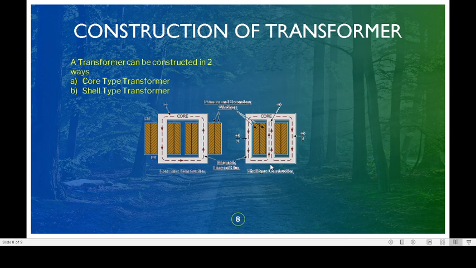Basically, the shell type transformer is used in low voltage applications, in electronics. It is difficult to handle because if a fault comes, it cannot be easily observed since the windings are not directly visible. Whereas the core type transformer is used in distribution, in large application distribution transformers. It is used in high voltage applications. So if a fault is there, then the fault can be easily identified since the windings are easily visible in a core type transformer.